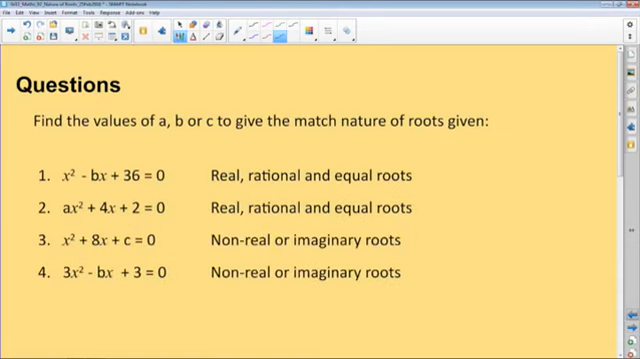Now we proceed. Now you're given x squared minus bx plus 36. You need to find the values of a, b, or c to match the nature of roots given. All right. So for real roots, rational, and equal roots. Now remember, for real, the discriminant should be greater than 0. Rational, the discriminant has to be a perfect square, and for equal roots, you must have a 0, right? So your discriminant has to be equal to 0.